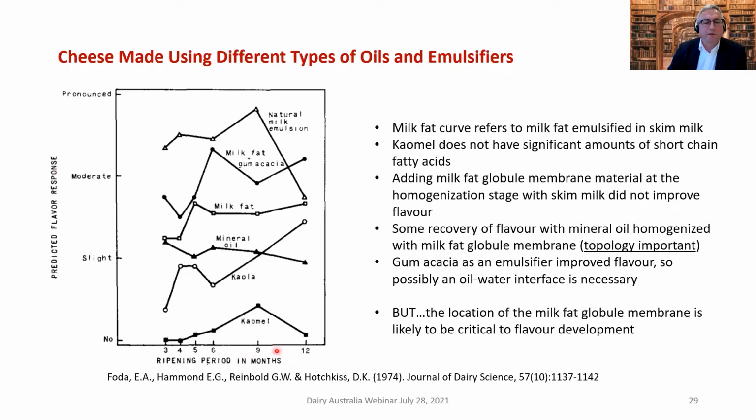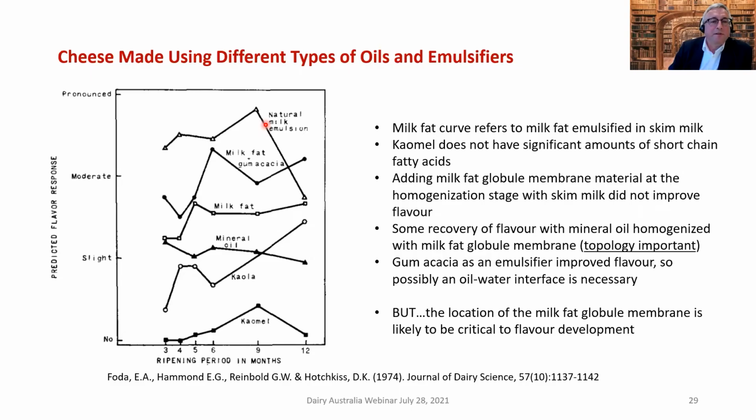And the ripening period is given on the x-axis down here. For natural milk emulsions, it had moderate to pronounced cheddar flavor, which is good. That's what you want, right? So that indicates that the natural milk fat globules are important. By the way, if you make skim milk cheese and try and eat it, as well as a very hard and rubber-like texture, you'd also get very poor flavor. So that's another reason we know that milk fat is important for cheddar cheese and in fact, all cheese varieties to varying extents.